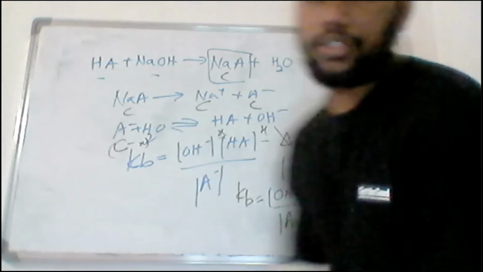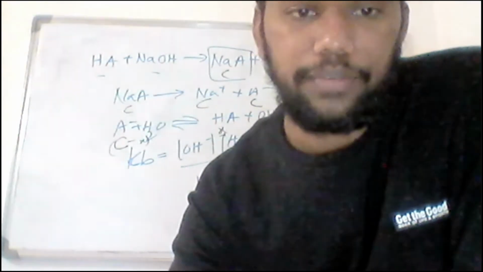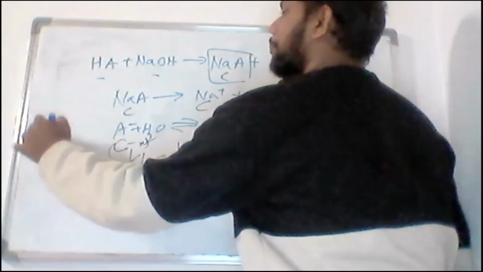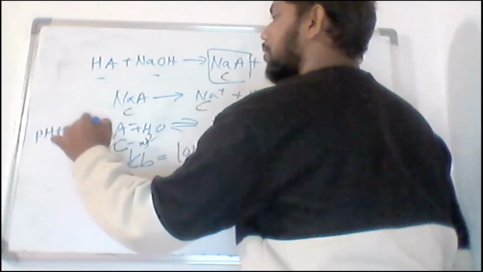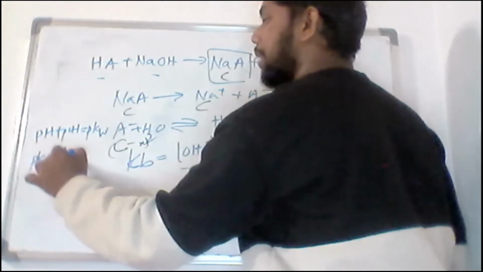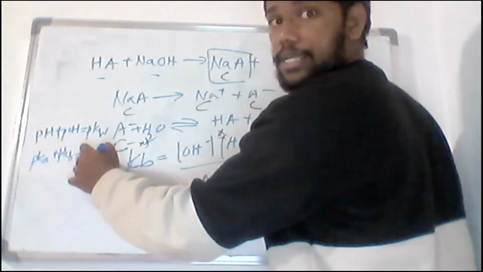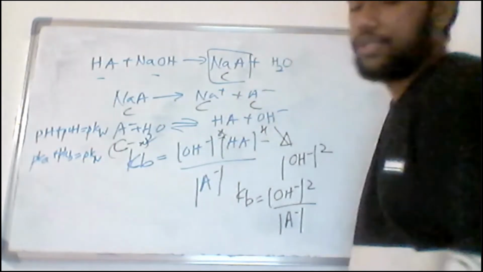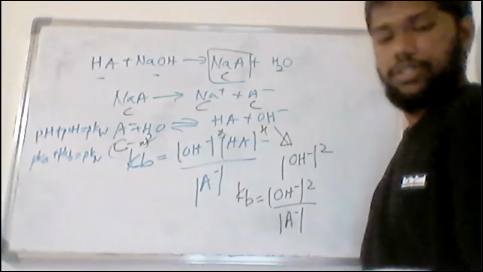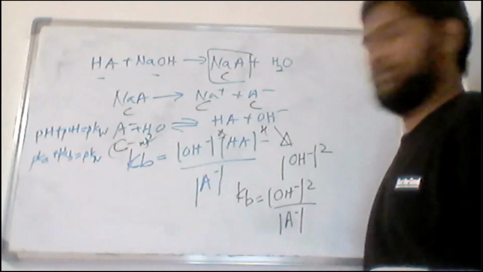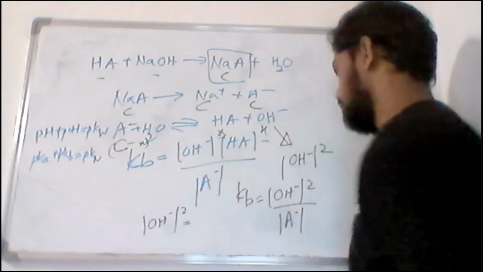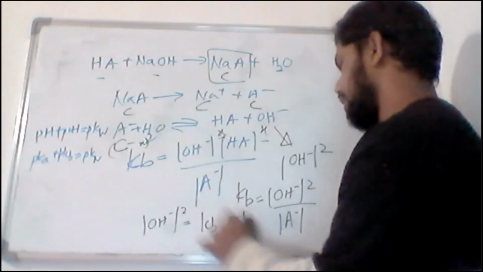Now check the relationships that we have, because we have been given many relationships. See, pH plus pOH is equal to pKw, pKa plus pKb is equal to pKw, and Kb is already given, so we know that. We determine that Kb. What is Kb here? So I can simplify here: OH minus concentration squared is equal to Kb times A minus concentration.